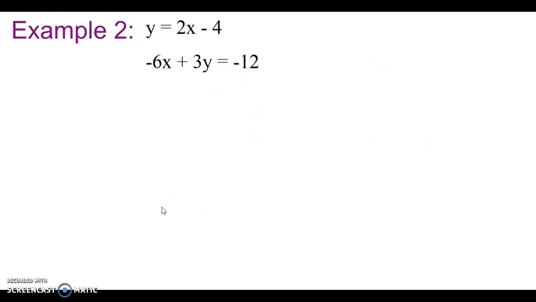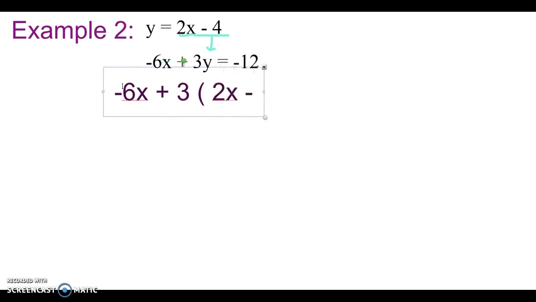Example 2: y equals 2x minus 4 and negative 6x plus 3y equals negative 12. So we're going to plug in what y is equal to, where our y variable is in our second equation. Go ahead and do this on your paper as well. Make sure you're following along. So we're going to have negative 6x plus 3 times 2x minus 4 is equal to negative 12.